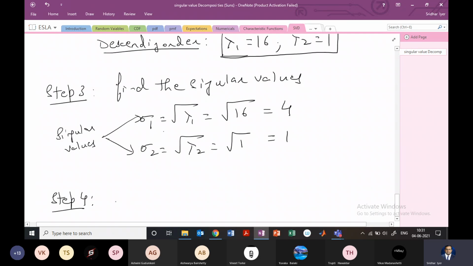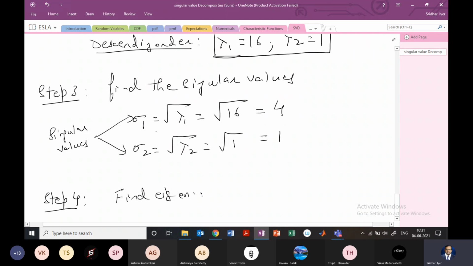Next is step 4. Find eigenvector for each eigenvalue.